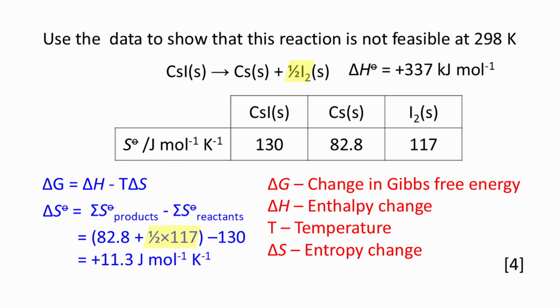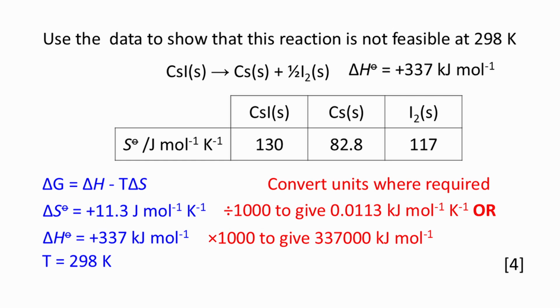Take care with units. We are given the enthalpy change, delta H, in the question, plus 337 kilojoules per mole. We are also given the temperature, 298 Kelvin. We must be consistent with units. Either convert delta S to kilojoule per mole per Kelvin by dividing by 1000, or convert delta H to joules per mole by multiplying by 1000. Temperature must remain in Kelvin.